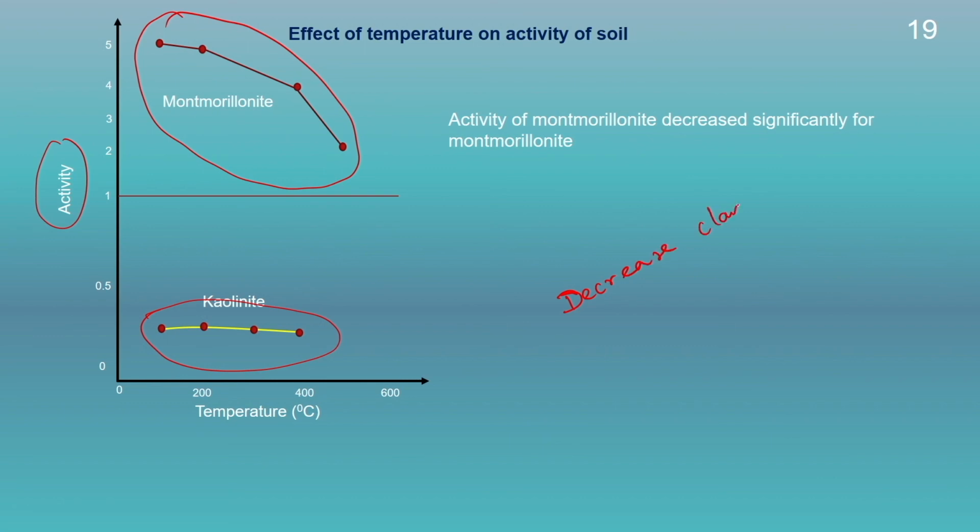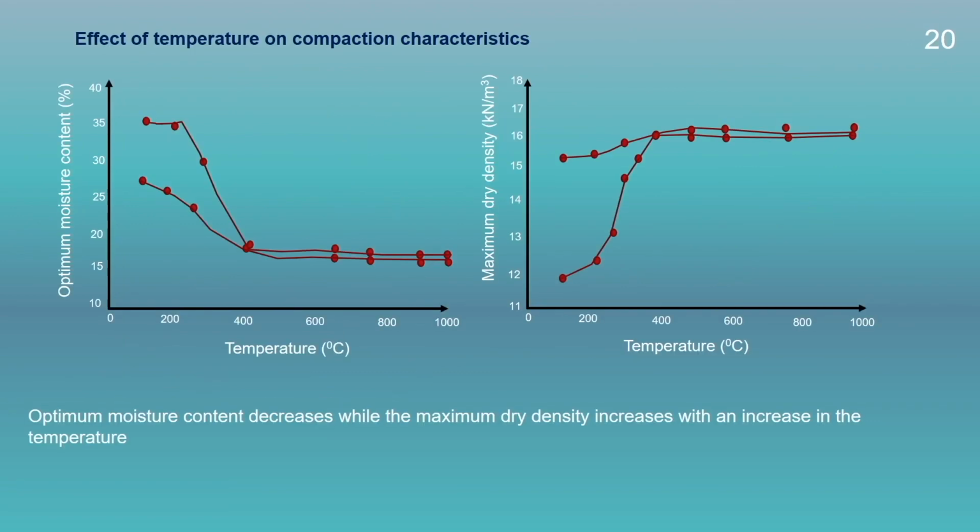clay content and the plasticity index of the soil. Since the particle size of the soil gets changed due to increased temperature, we could also expect a relationship between the optimum moisture content and the maximum dry density.